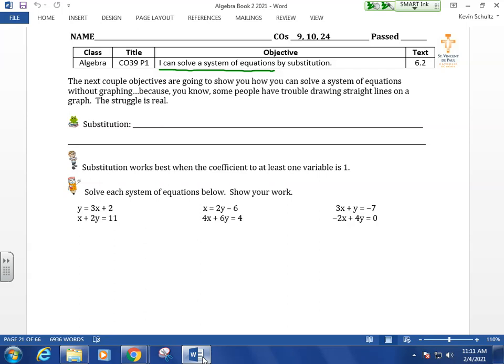And the substitution method is replacing a variable with an expression. At its core, that's what we're going to be doing, replacing a variable with an expression. Okay?